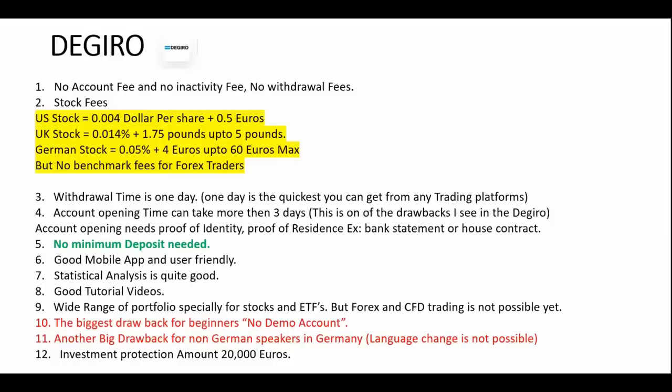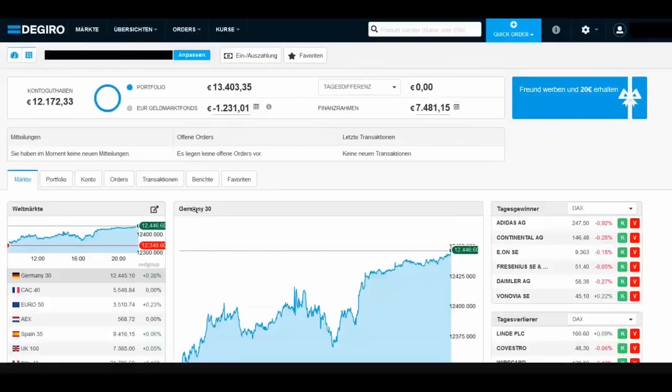The user interface is really nice and it's easy to understand for beginners as well. Point 7, statistical analysis is quite good. What I mean by statistical analysis is this example of the DAX 30, which is a German index, and you can see here the companies included in this index. You can easily see all the other statistics, and the chart is really easy to understand and user friendly.